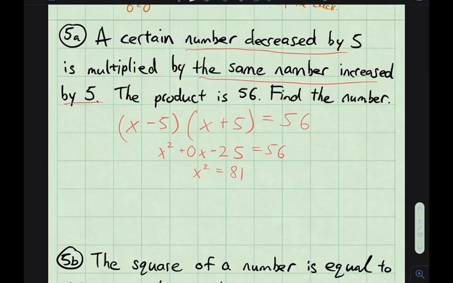So from here, just take the square root of both sides. X equals 9, or it could be negative 9.